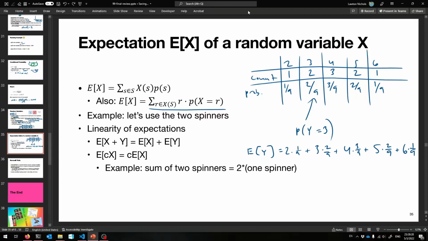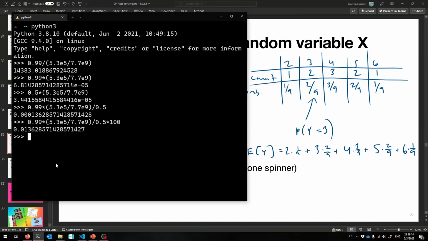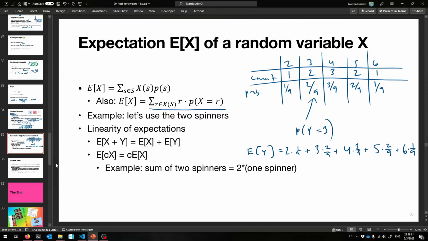So that is how you can calculate that. And let's just do it out. Why not? Let's take a trip into Python. 2 times 1/9 plus 3 times 2/9 plus 4 times 3/9. Okay, cool. So the answer is 4. Apparently, I was right. The expected value that you should see for the sum of those 2 spinners is 4. Nice, on average, over time. So that's kind of cool.